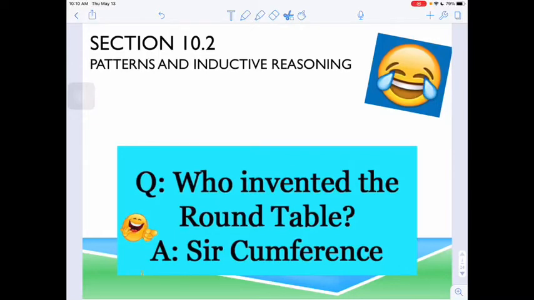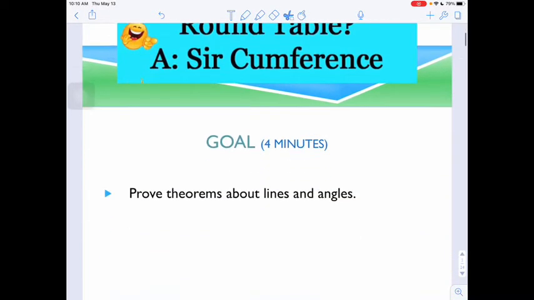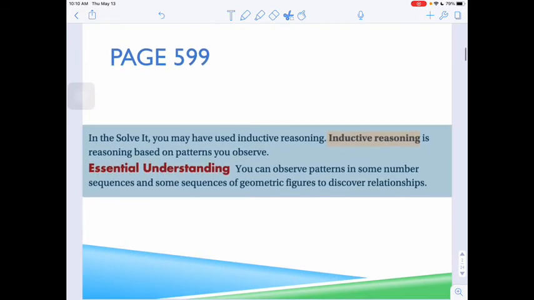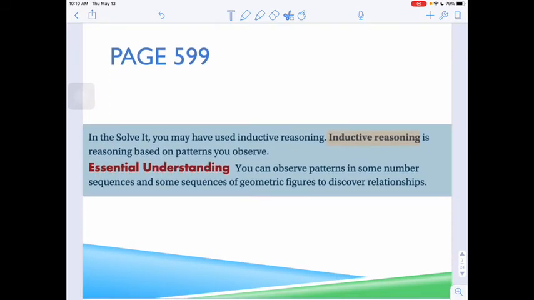Section 10.2 is patterns and inductive reasoning. Our goal is to prove theorems about lines and angles. On page 599, in the Solve It, you may have used inductive reasoning. Inductive reasoning is reasoning based on patterns you observe. You can observe patterns in some number sequences and some sequences of geometric figures to discover relationships.